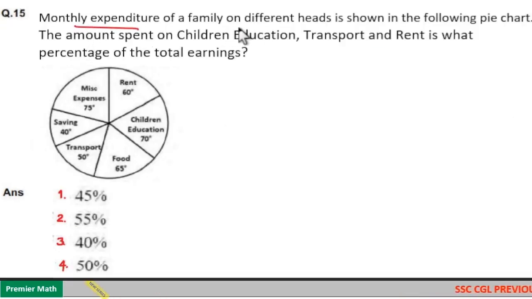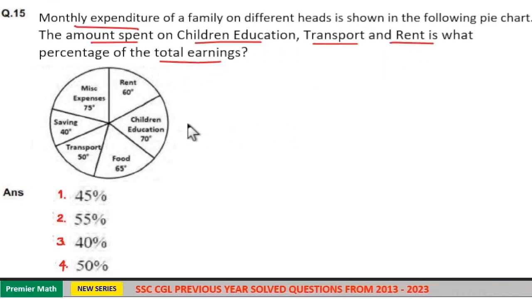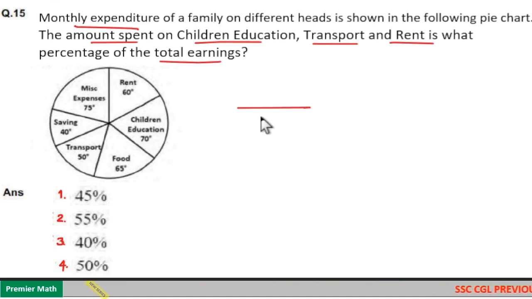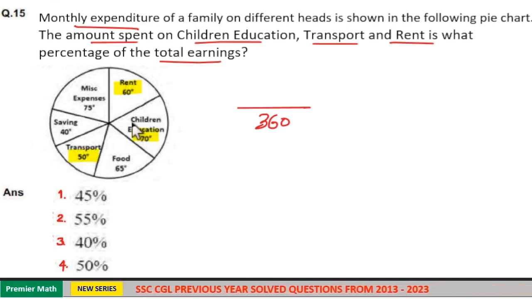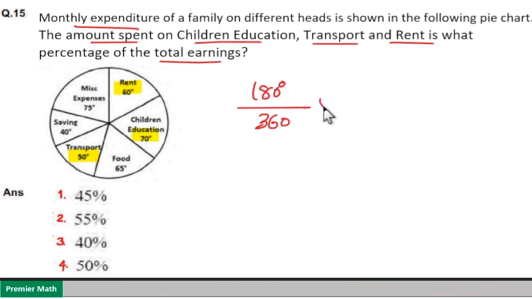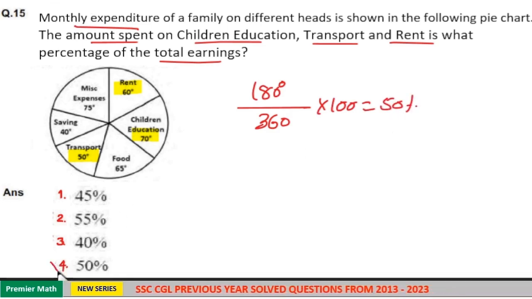Monthly expenditure on family on different heads is shown in the following pie chart. The amount spent on children education, transport and rent is what percentage of the total earning? So here total is 360 degree, and out of which rent 60, children education 70, and transport is 50. So 60 plus 50, 110 plus 70, 180 degree. So 180 degree out of 360 into 100 is equal to 50%. Option 4 is your answer.